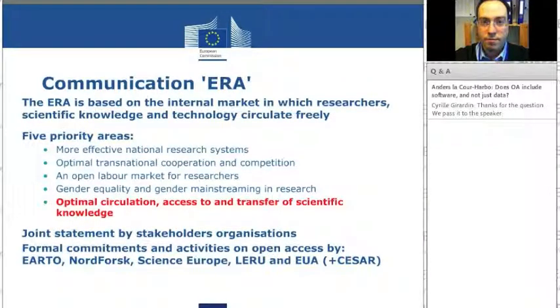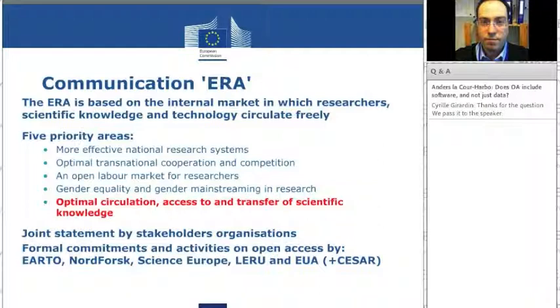And this is complemented by commitments from key stakeholder organizations that you see here listed on the bottom. These are European umbrella organizations for research, research performing organizations, sometimes also research funders. Those that are listed here have signed memoranda of understanding with the Commission to help implement the ERA, and of course, as part of that, also open access.